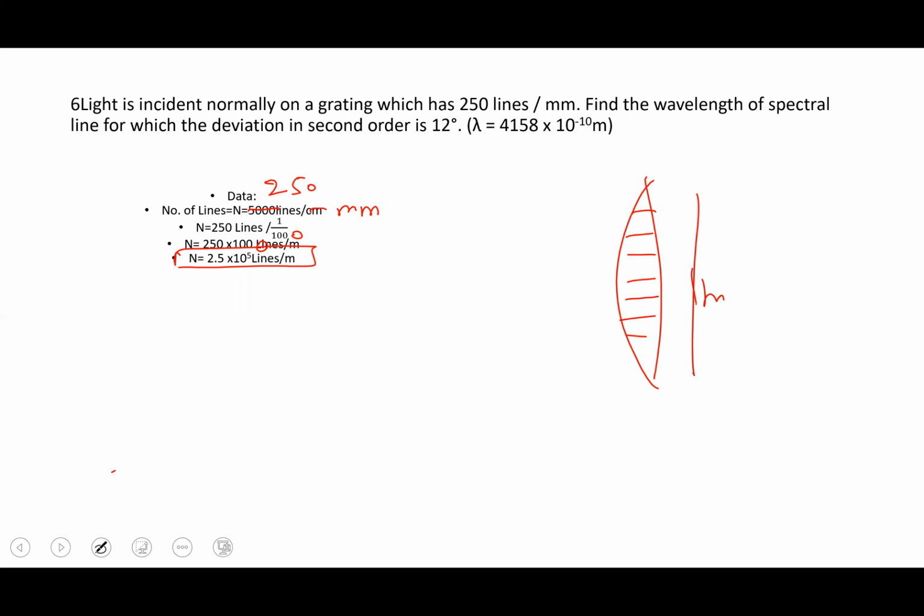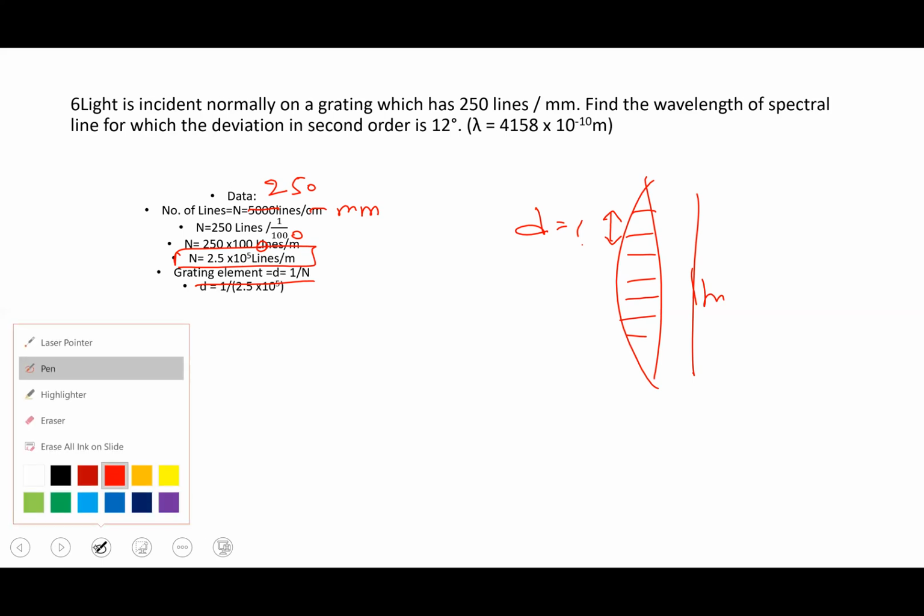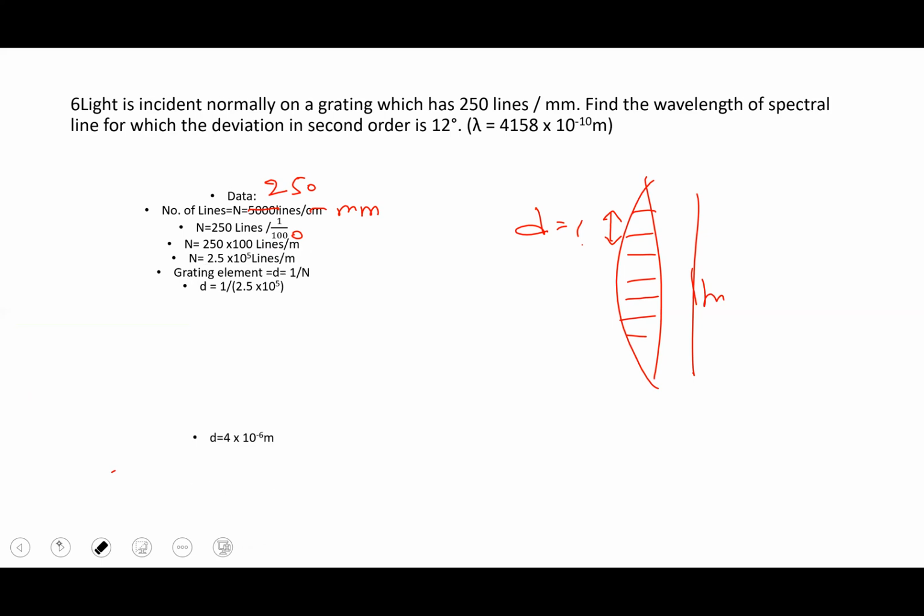Now if we want to find out the distance between any two slits, that means the value of d, what we have to do, we have to divide 1 by it. So the grating element is d, which is 1 divided by n. If we divide it, what do we get? We get 4 into 10 to the power minus 6. So the distance between any two slits is basically 4.0 into 10 to the power minus 6 meters. So that is the d value, or the difference between the slits.